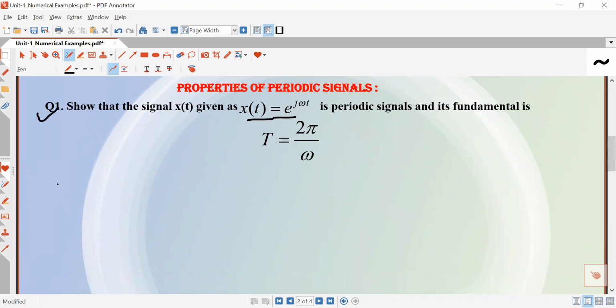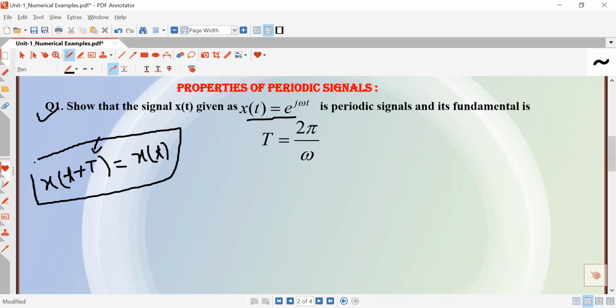One of the most important properties of a periodic signal is that if any signal is periodic with fundamental interval T, then that signal can be written as x(t plus T) equal to x(t), where T is its fundamental time period. It means you can shift a periodic signal by one time period either in the left direction or in the right direction. Its characteristic will not change. So we will use this property to prove the signal x(t) equal to e to the power j omega t is a periodic signal.